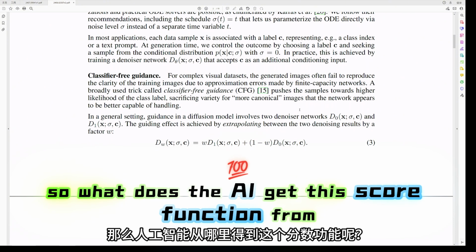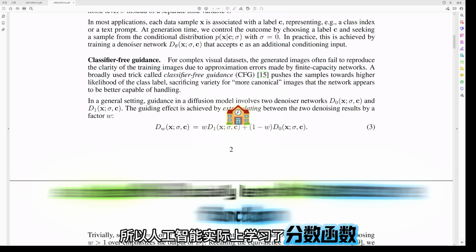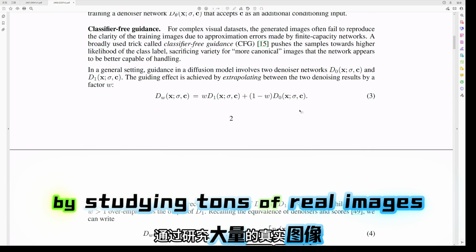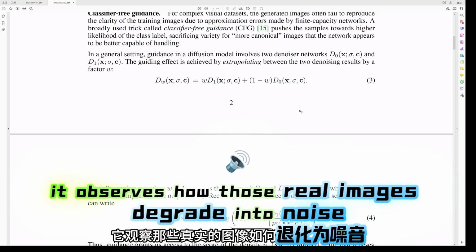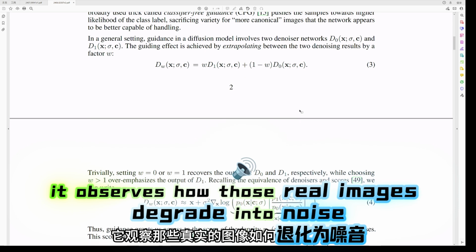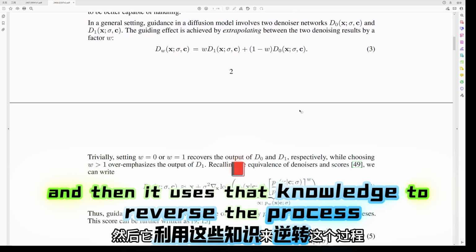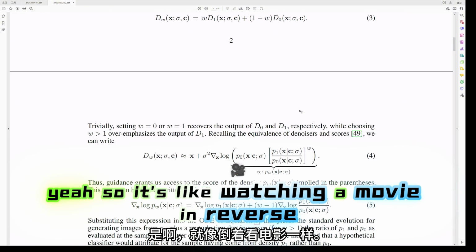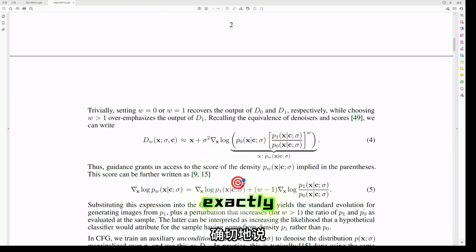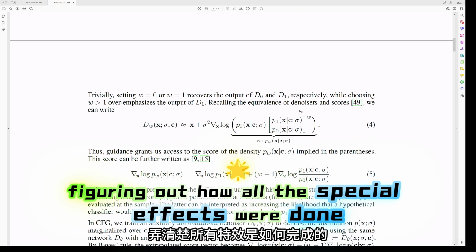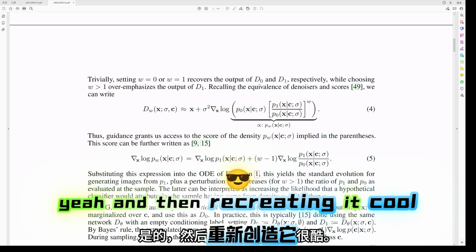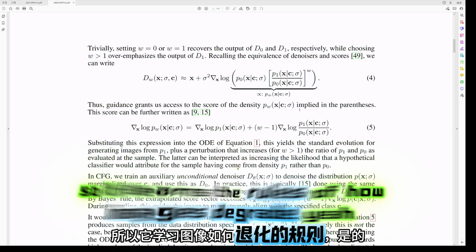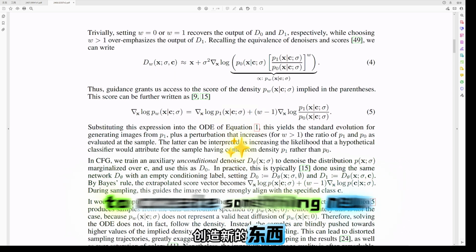So where does the AI get this score function from? The AI actually learns that score function by studying tons of real images. It observes how those real images degrade into noise, and then it uses that knowledge to reverse the process. That makes sense. So it's like watching a movie in reverse and then figuring out how all the special effects were done. Yeah, and then recreating it. So it learns the rules of how images degrade, and then it applies them in reverse to create something new.